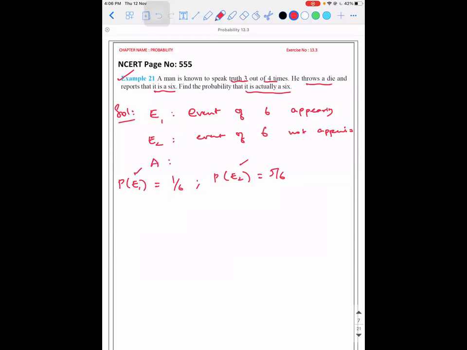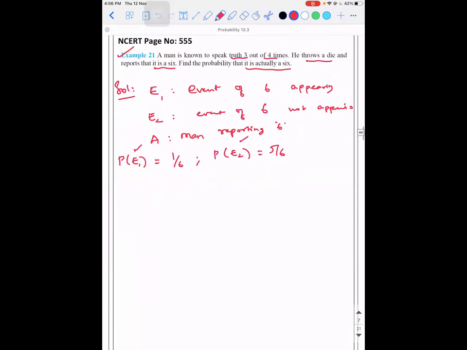So what will be the event A? Event A is the man reporting 6. Actually, the man reporting 6 is the event. Truth or false, that we will see later.